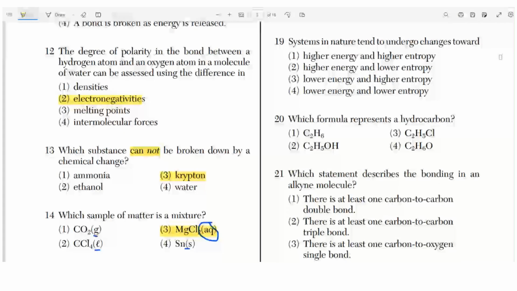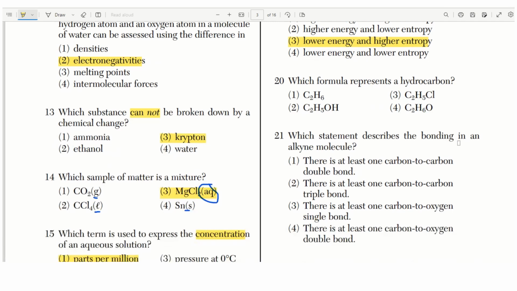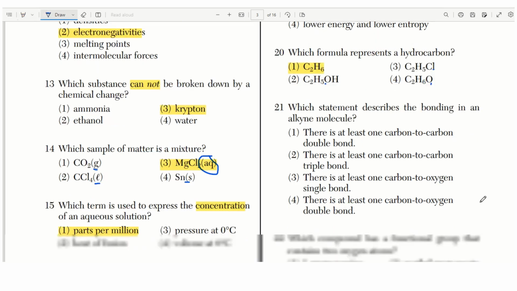Systems in nature tend to undergo changes toward less energy and get more disordered. Entropy is disorder. Which formula represents a hydrocarbon? Well, a hydrocarbon has only carbon and hydrogen. We have one that has oxygen right here. This has oxygen and this has chlorine.